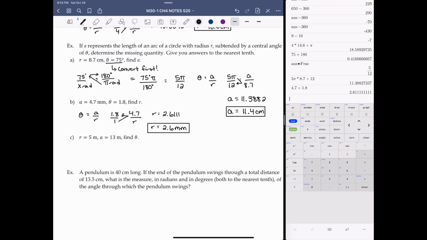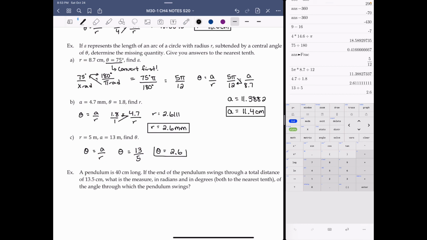C, r equals 5 meters, A equals 13 meters, find theta. Theta equals A over r. Theta equals 13 over 5. 13 divided by 5 gives us 2.6, so theta equals 2.6 radians.